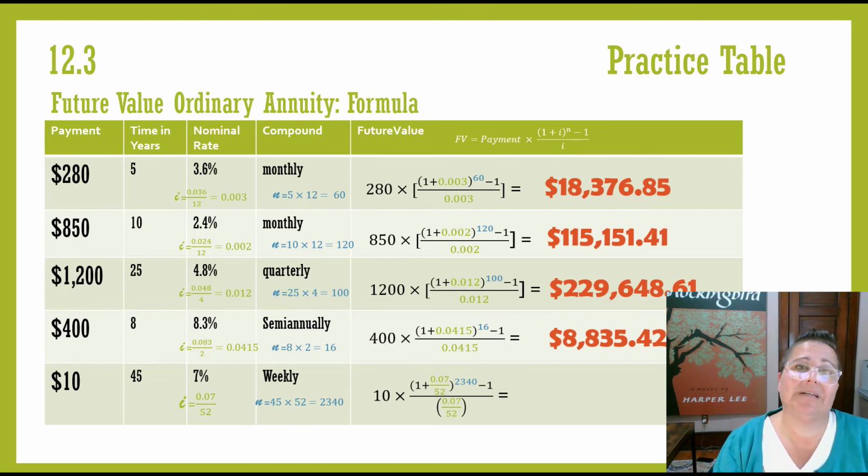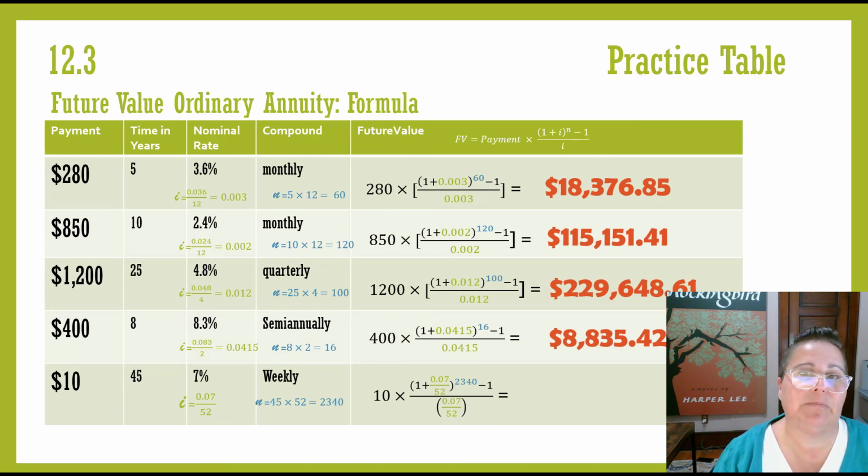Now, the only thing I want to say about this last one is notice that the 7% compounded weekly did not turn out to be a nice number. If you take 0.07 and you divide it by 52 weeks in a year, you do not get a clean number like 0.003 or 0.002 or 0.012. You get a big ugly decimal.